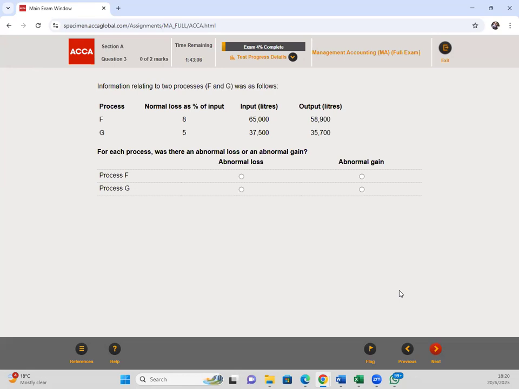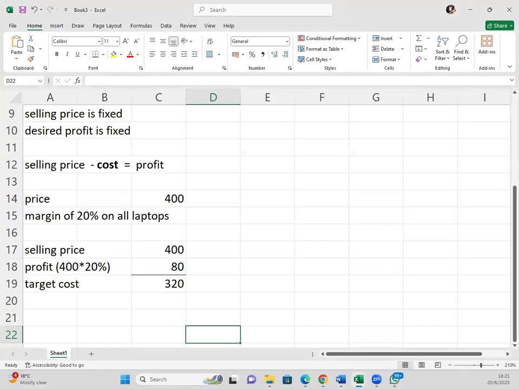So information relates to two processes, process F and process G, as follows. Process F, normal loss 8%. G is 5%. We are given the input and the output. For each of the processes, there was an abnormal loss or a normal or abnormal gain. Remember, a quick recap on abnormal loss, normal loss, and gain.